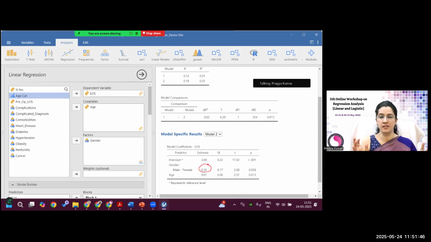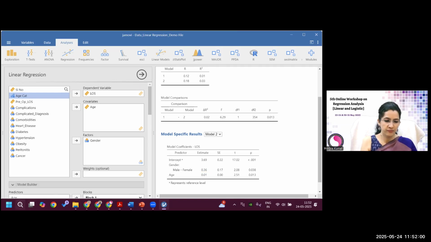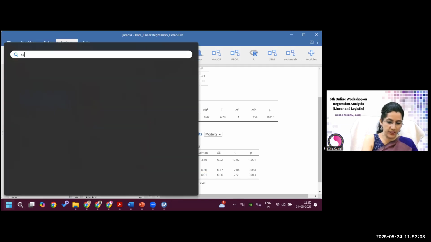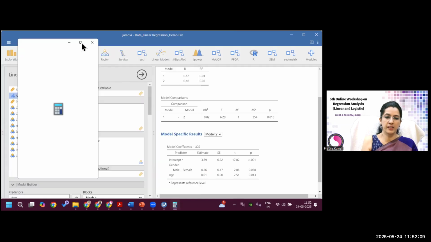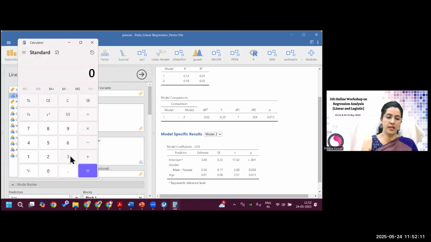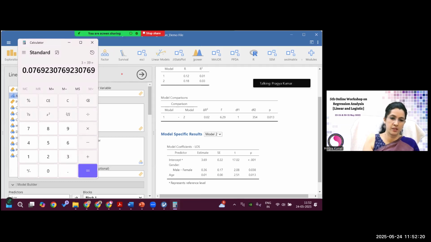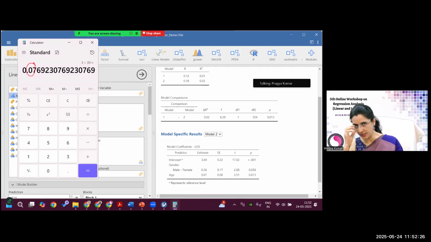Now I have to see this change. What is the value of the change? 0.39 and 0.36, how much is the magnitude? 0.03. So I calculated in the calculator what percentage of the initial value this is. You can remove the decimal: 3 divided by 39, because 39 was the initial one, and this is 7%. So the reduction in the beta coefficient is less than 10%. That's why it is not a confounder.